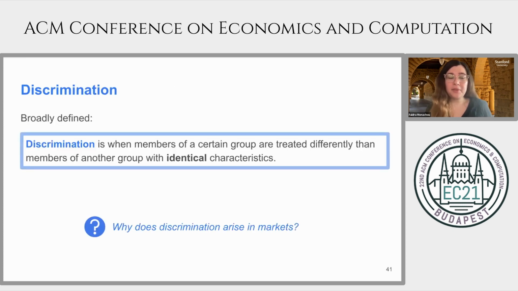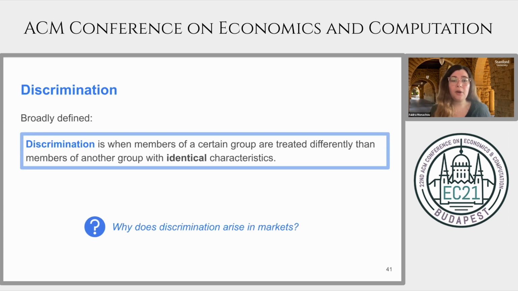So let's first start with an informal definition of discrimination. Broadly, when we say discrimination, we will refer to an outcome where members of a certain group are treated differently than members of another group with identical characteristics. And of course, that's a very broad definition and can have different, more specific meanings that we will see next. But the main idea remains the same. People who have identical characteristics, but belong to different groups, for example, groups defined by race or gender, are treated differently.